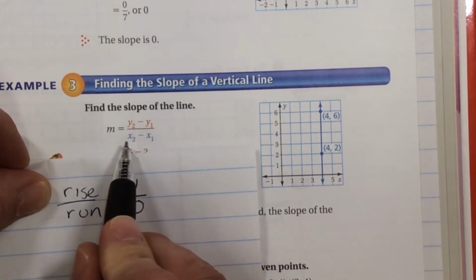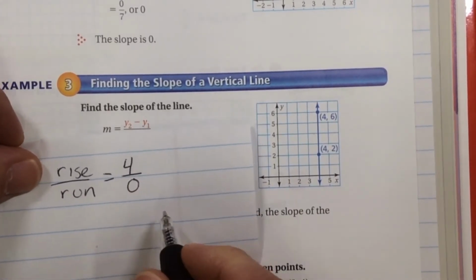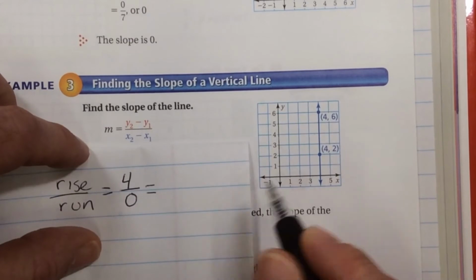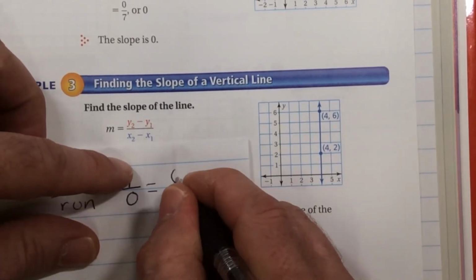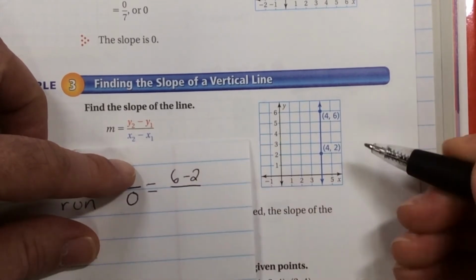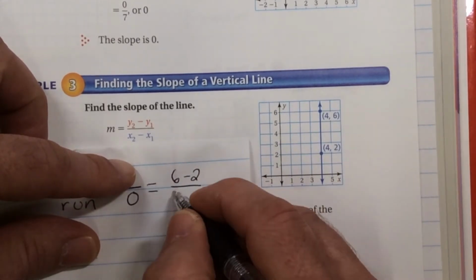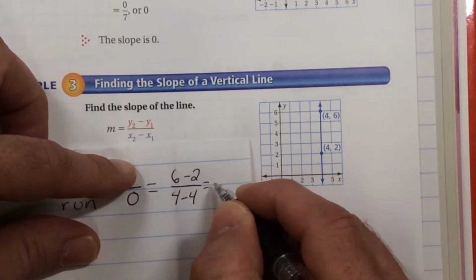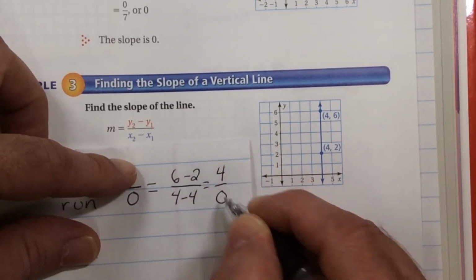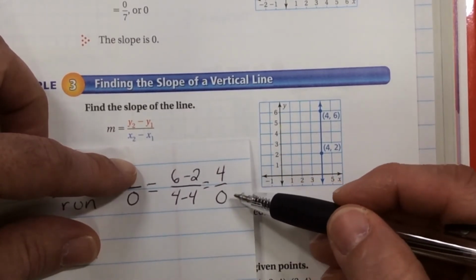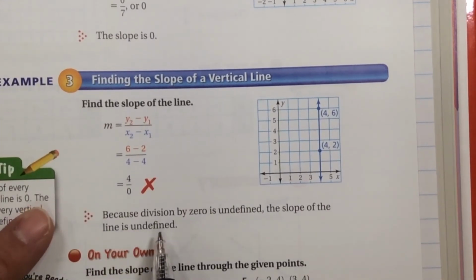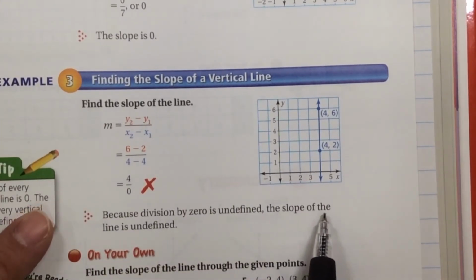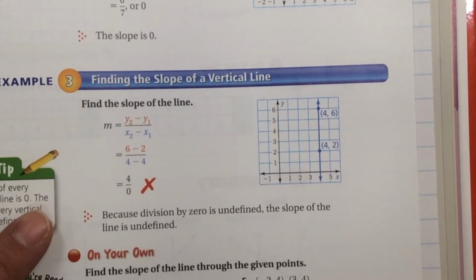Well, we could do change in y over change in x. Same kind of thing here. We'll do 6 minus 2 over 4 minus 4, which would give us 4 over 0, which again is dividing by 0, and you cannot do that. Because division by 0 is undefined, the slope of this line is undefined.